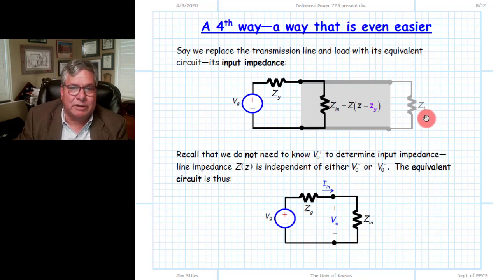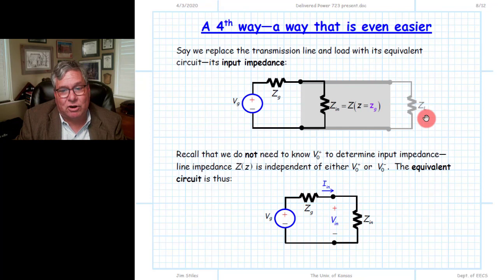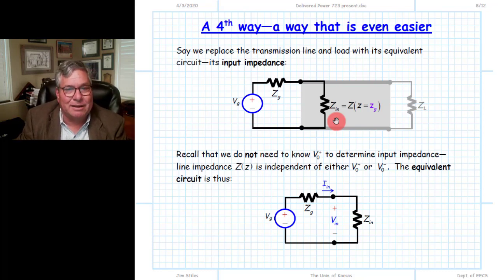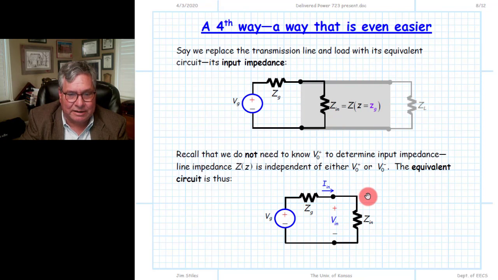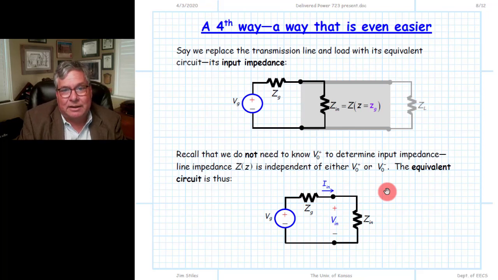If we don't have a special case, we can use a Smith chart to transform ZL to determine the value of Zin, rotating clockwise around the Smith chart until we get to that point. So the Smith chart comes in handy for these equivalent circuits. The bottom line is we replace everything looking to the right with its equivalent circuit, and look what we have. We have about as fundamental and simple a circuit as we could imagine.